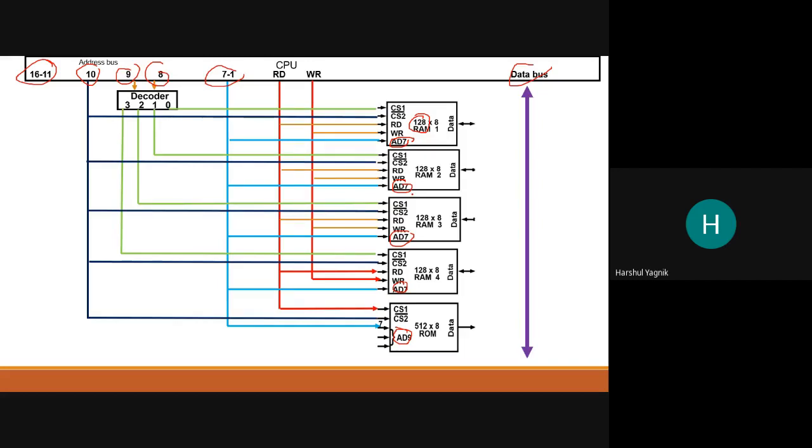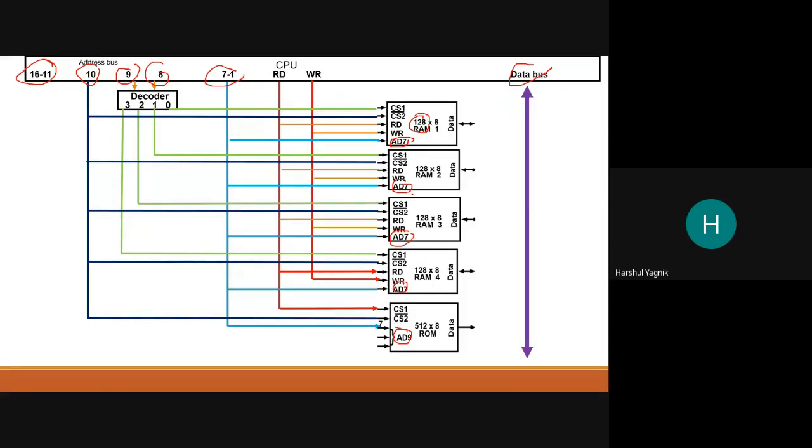Then bits 8 and 9 are given to a decoder, because that will also behave as a select, and depending on those two values, it decides which RAM to select. So the first RAM is connected with decoder output 0, the second RAM with output 1, the third RAM with output 2, and the fourth RAM with output 3.